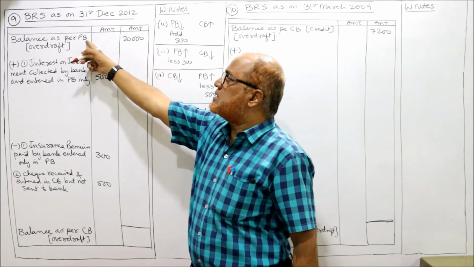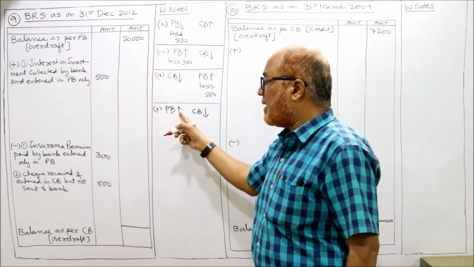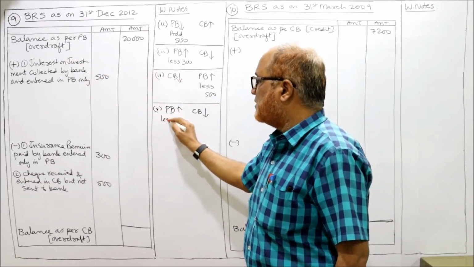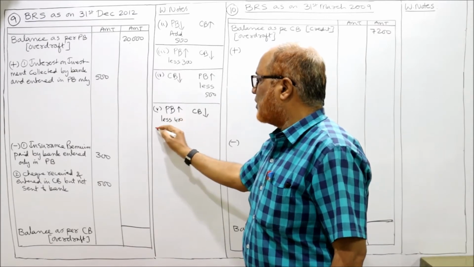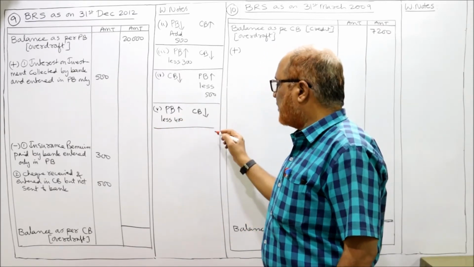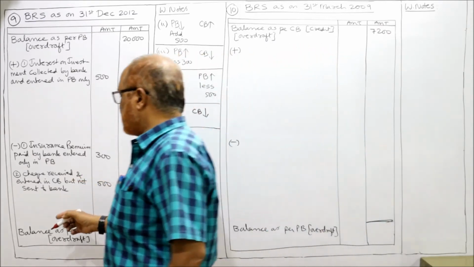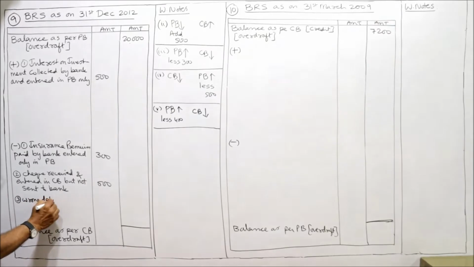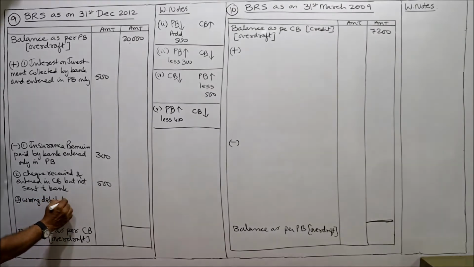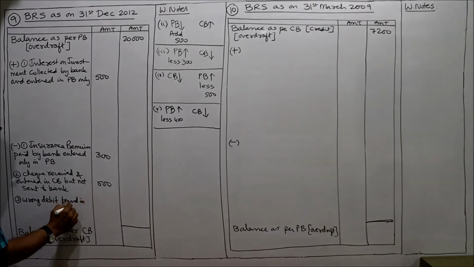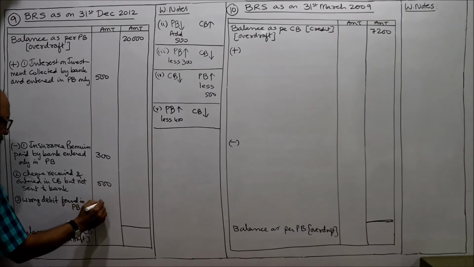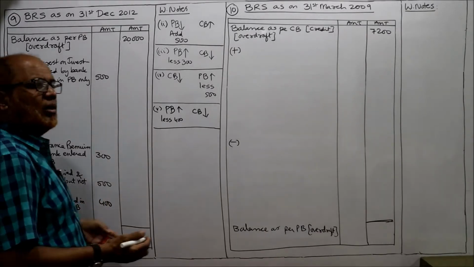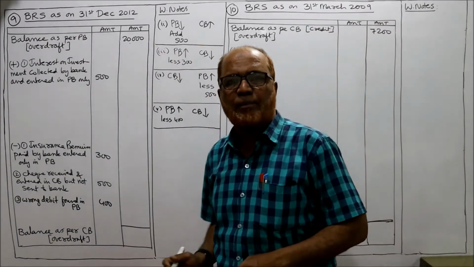Our starting point is passbook only. It is showing more balance, so we have to less. How much less? 400. So 400 rupees we have to deduct. Under less items: wrong debit found in passbook, 400. That's all. All the items we have completed.